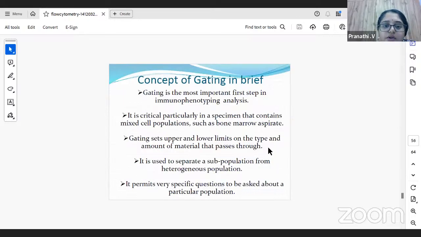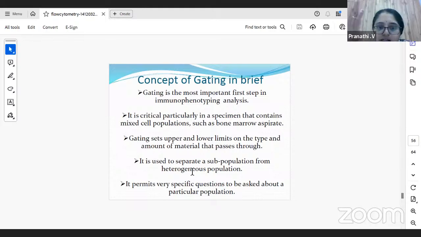So finally, what is going to happen is gating, wherein the first step of immunophenotyping analysis, the specimen is mixed, and then you're going to get a bone marrow aspirate. So you're going to get different types. There is going to be an upper and a lower limit on the amount of specimen that you're going to pass through.